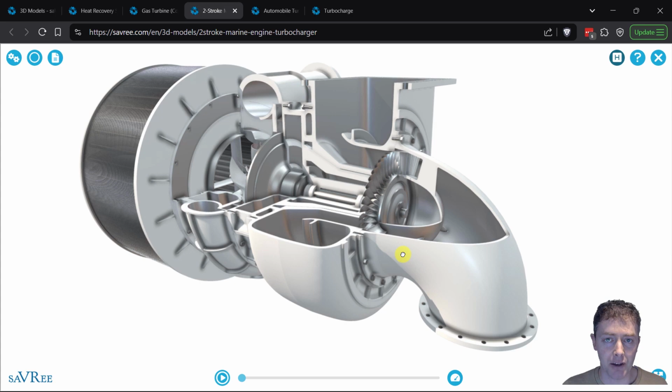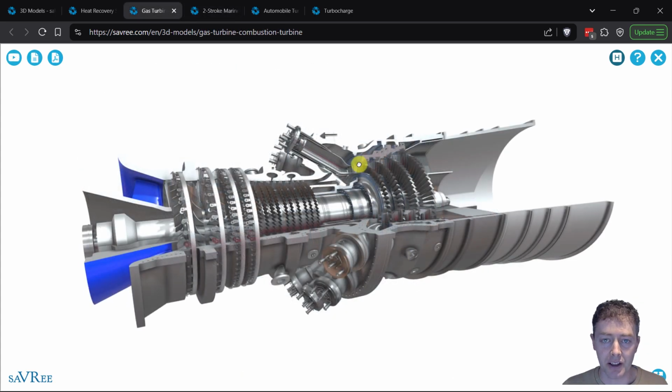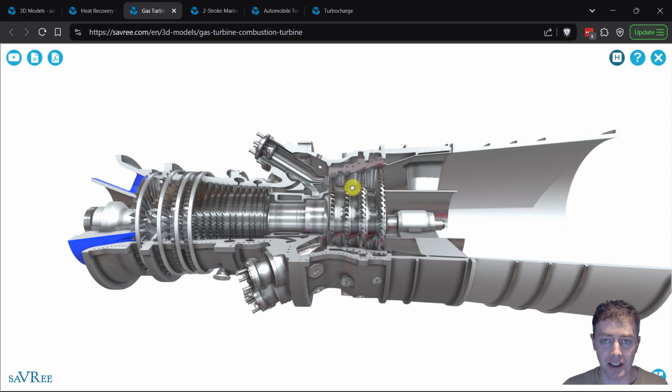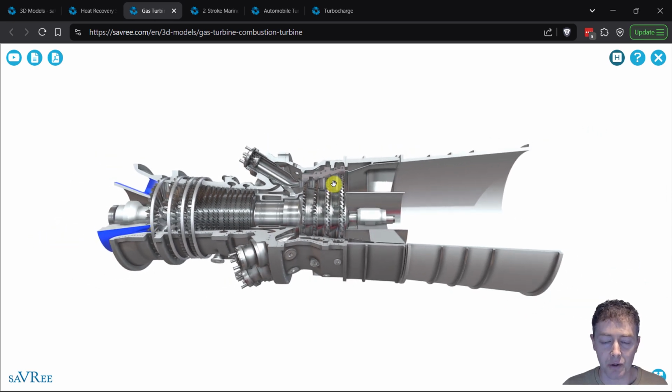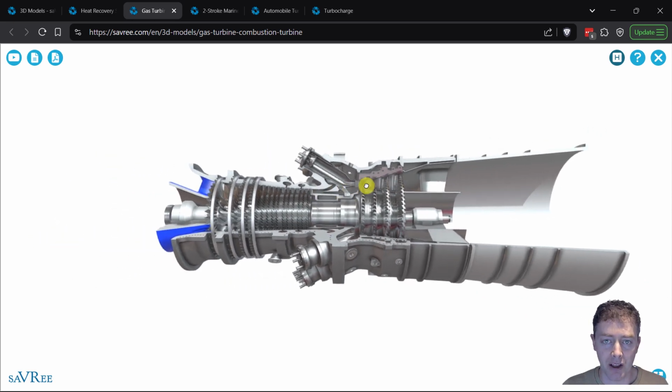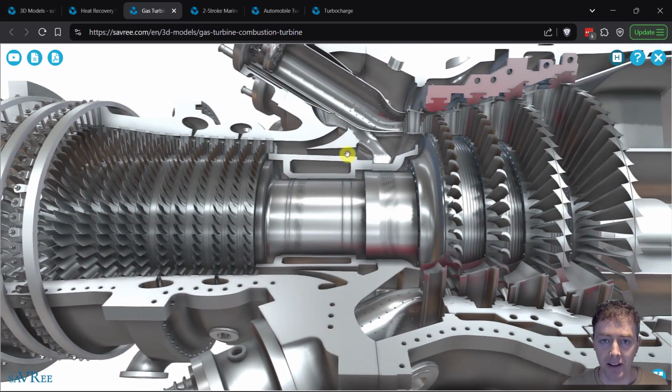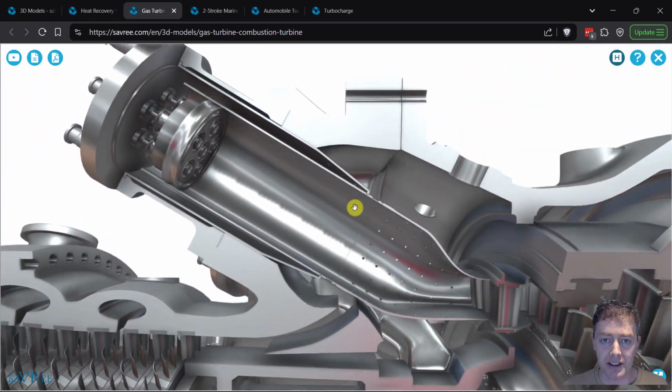Let's take a look at another example. This time round, we've got something that is actually quite similar to a turbocharger. This is a jet engine, also known as a gas turbine. We draw air in from this end here. The air comes along here, and then we burn fuel in this section.